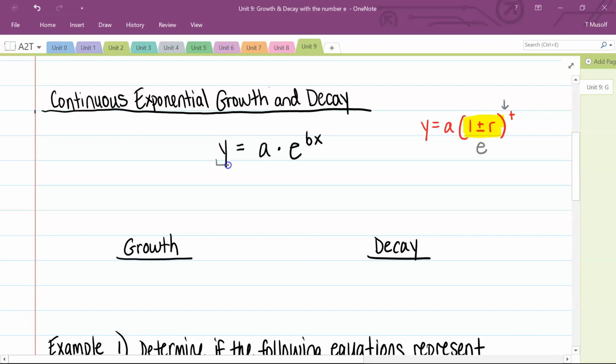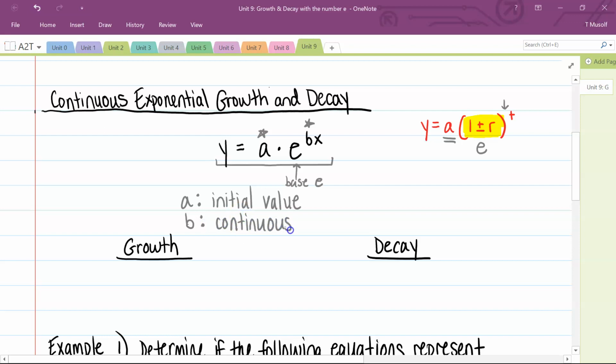So in this new equation with a base e, there are only two numbers that you have to identify. This first number here, A, and then the second number, B. A is going to represent our initial value, just like it did in the last formula we learned. Same A. And then B is going to represent our continuous growth or decay rate.